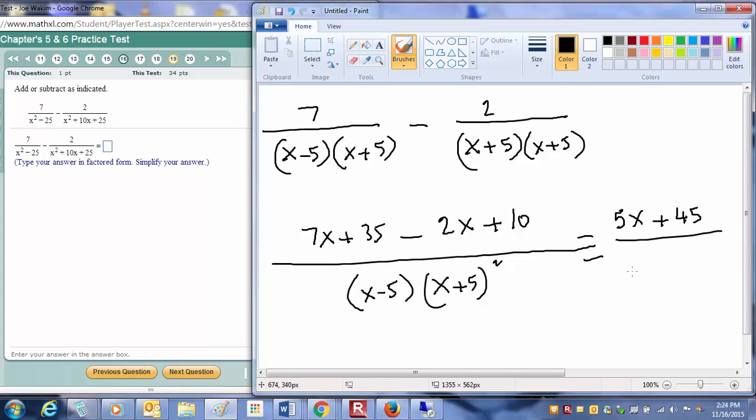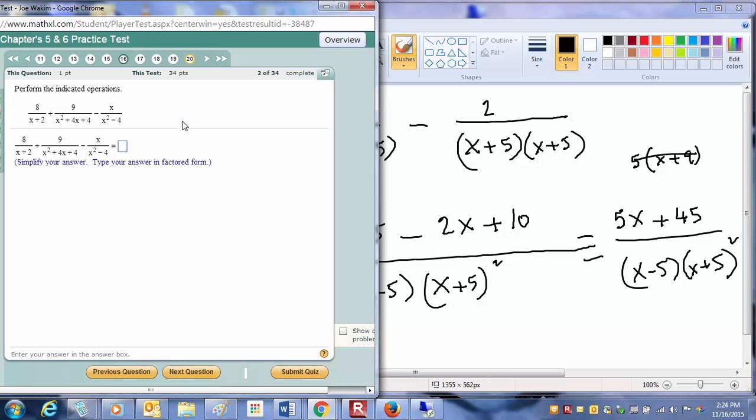And this is over x minus 5 and x plus 5 to the quantity squared. And that's the final answer. We cannot simplify anymore, because if you factor the 5 here, you're going to get 5 into x plus 9, and nothing will simplify. So we can leave it like that.